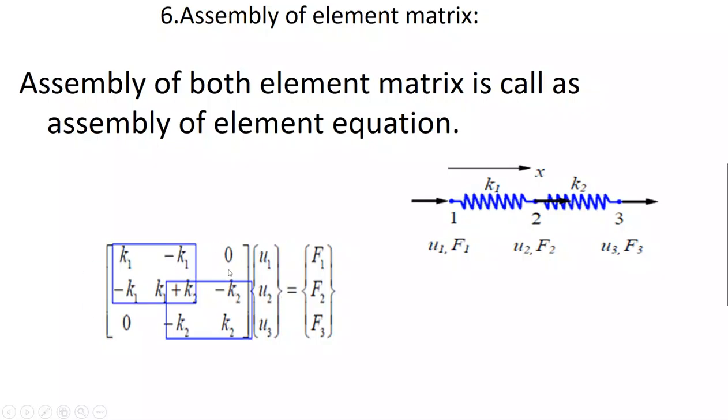And then the behavioral matrix, the stiffness matrix, is K1, minus K1, minus K1, K1 for element 1, and K2, minus K2, minus K2, K2 for element 2. So for the global equation: K1, minus K1, 0; minus K1, K1 plus K2, minus K2; 0, minus K2, K2. So this is the global stiffness matrix. This is the assembly equation.